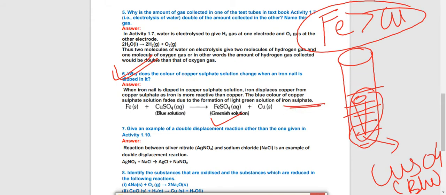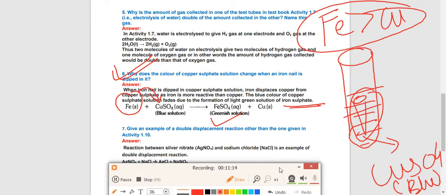Fe plus CuSO4. The iron nail is made up of iron, Fe. So we will write Fe plus CuSO4 gives FeSO4 plus Cu. Iron will take the place of copper as iron is more reactive than copper. This is an example of a displacement reaction.